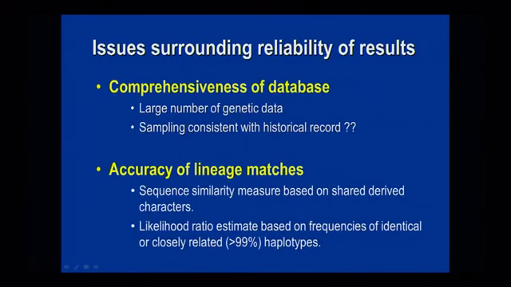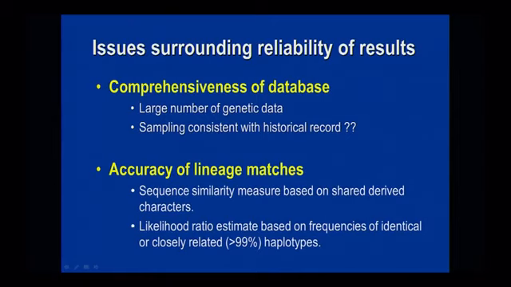Issues surrounding reliability of results. When we talk about these lineage-based tests, it's a function of how comprehensive your database is, right? So, a large number of genetic data. The sampling has to be consistent with the historical record. So we have a database called the African Lineage Database, where we worked with archaeologists, anthropologists, and historians to say, what present-day populations are going to be important to sample for ancestry for African Americans.